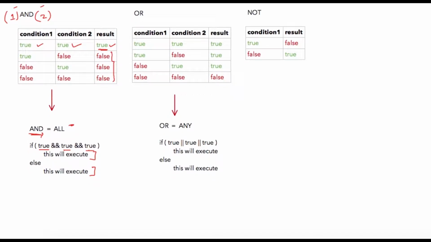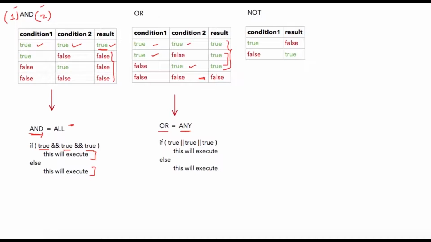Now in case of the OR operator, OR means any. So if any of the conditions is true, let us check this table. If conditions 1 and 2 are true, or if any one of the conditions is true, here condition 1 is true, in the third row condition 2 is true, in that case both the results are true. If both the conditions are false, only in that case OR will hold the result as false, else everything will be true. So OR is equal to any.